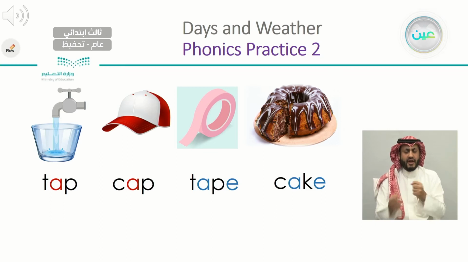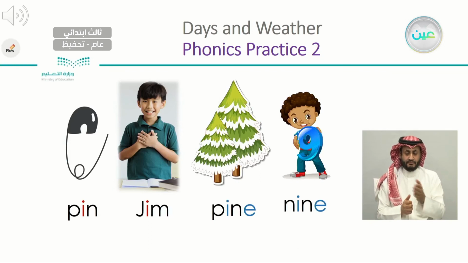Let's review together what we learned today. Please listen and try to repeat. Let's say them all again. Tap. Cap. A and E. Tape. Cake. Well done. We still have the I sound. Let's listen together. Now let's make all the sounds and say the words. I, I, pin. I, I, gym. With the I and the E. I, pine. I, nine. Well done.